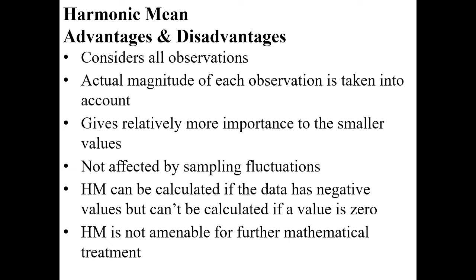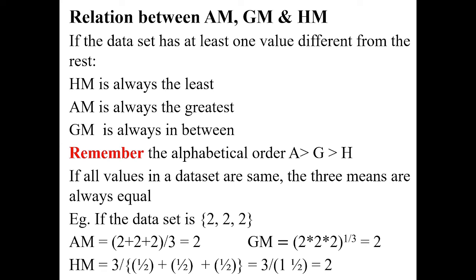What are the advantages and disadvantages of this harmonic mean? Again, it considers all observations, it considers the actual magnitude of each observation. So these are two plus points. Again, like geometric mean, it gives relatively more importance to the smaller values. So whenever you want to give importance to the smaller values, you need to consider either a geometric mean or a harmonic mean. Again, it is not affected by sampling fluctuations, just as geometric mean, and it can be calculated if the data has negative values, but cannot be calculated if a value is 0, because 1 upon 0 is infinity or undefined. HM is not amenable to further mathematical treatment. We don't know the distribution, how it behaves, and so on.